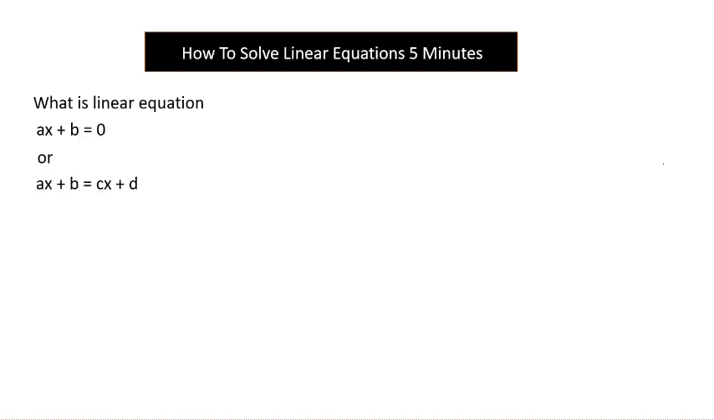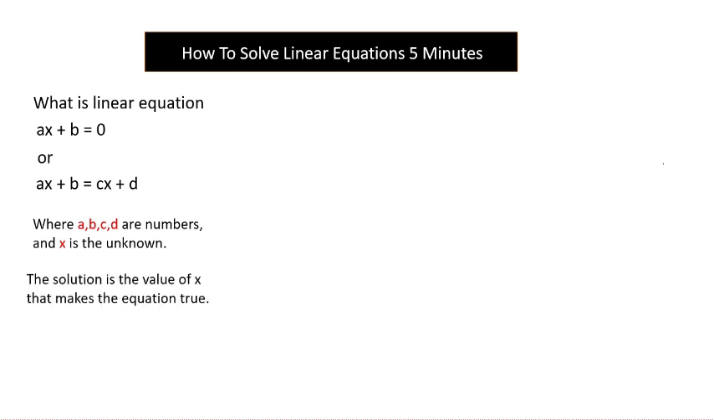Look at this: ax + b = 0, or ax + b = cx + d. So this is the form in which a linear equation occurs. a, b, c, and d are numbers, and x is the unknown. The solution of this equation is the value of x that makes the equation true.